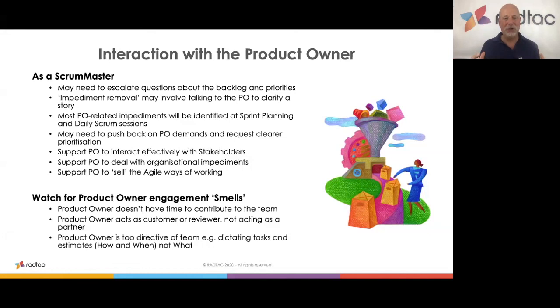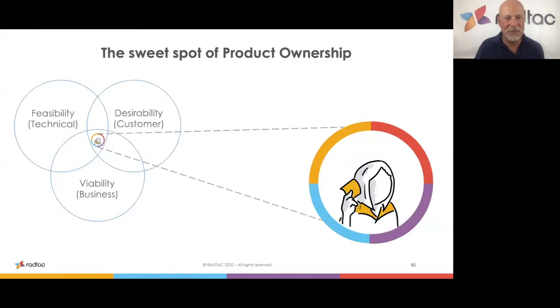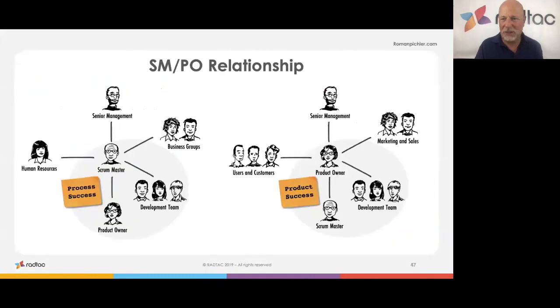And the big one is really that the product owner is getting involved and they're not being too directive. The product owner is about describing what we need and the order we need it in. The team are about describing how and when. The sweet spot of the product owner is thinking about the technical feasibility. The team can help them with that. The desirability, what the customer wants, and the viability from the business. They're going to be operating there.